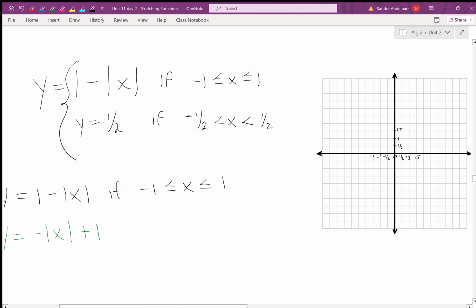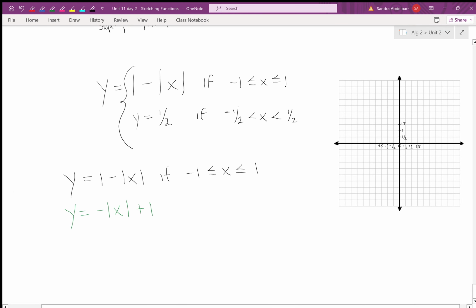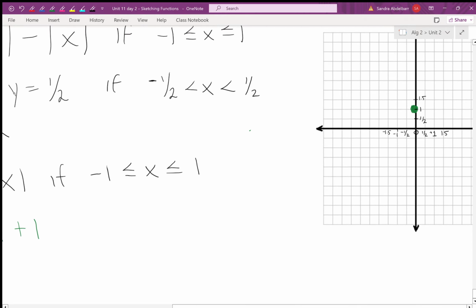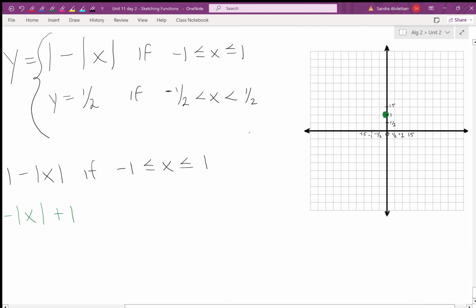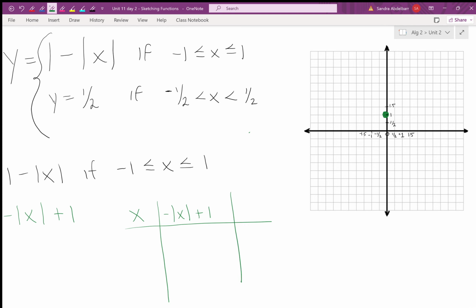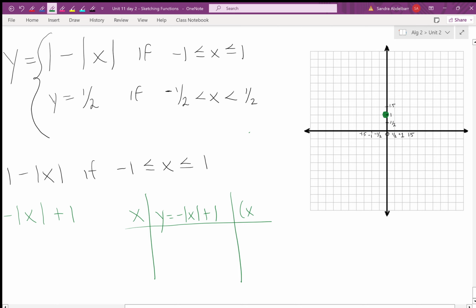Okay, so what am I going to do? So now I know that my vertex is going up 1. So that's right there. But now we have that restricted domain, right? So now I need to figure out where are my endpoints on this restricted domain. So we have x, and then y equals the negation of the absolute value of x plus 1, and then I'm going to have the point x comma y.